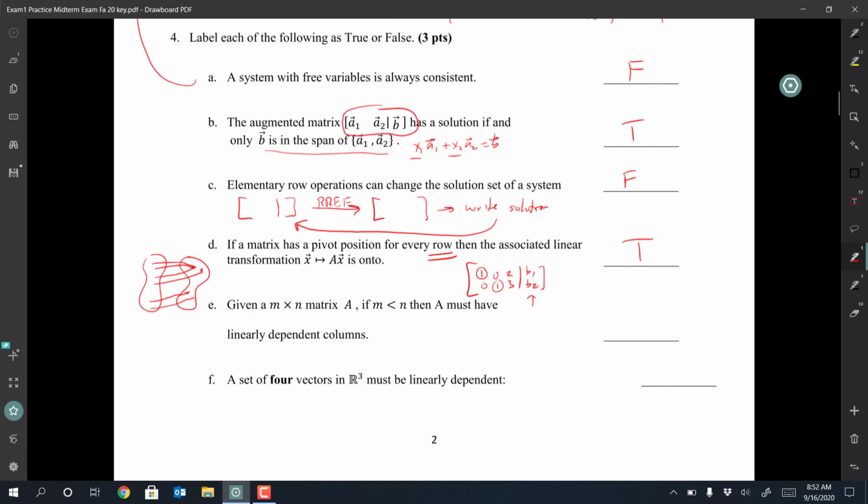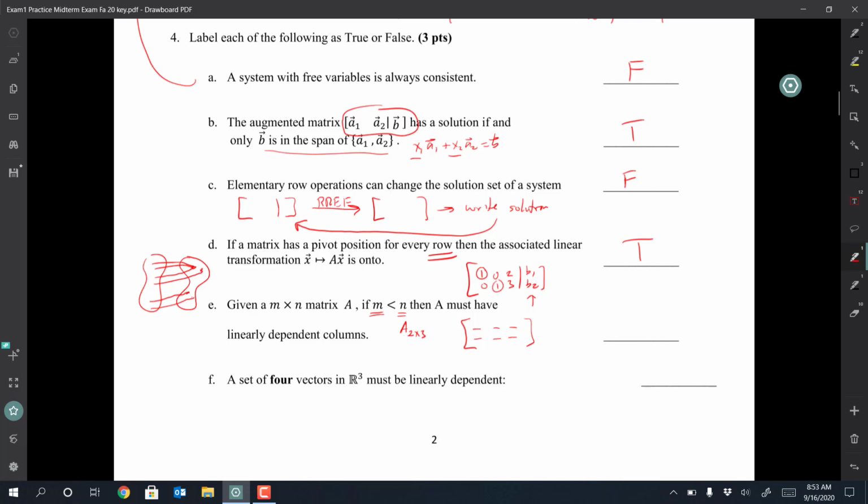E, given an m by n matrix A, if m is less than n, then A must have linearly dependent columns. This can be tricky to memorize with m's and n's, so I like to give myself an example. If I'm looking for an example where m is less than n, say A is a 2 by 3 matrix. Well, I'll just write that out. That means 2 rows and 3 columns. So there's my matrix A.